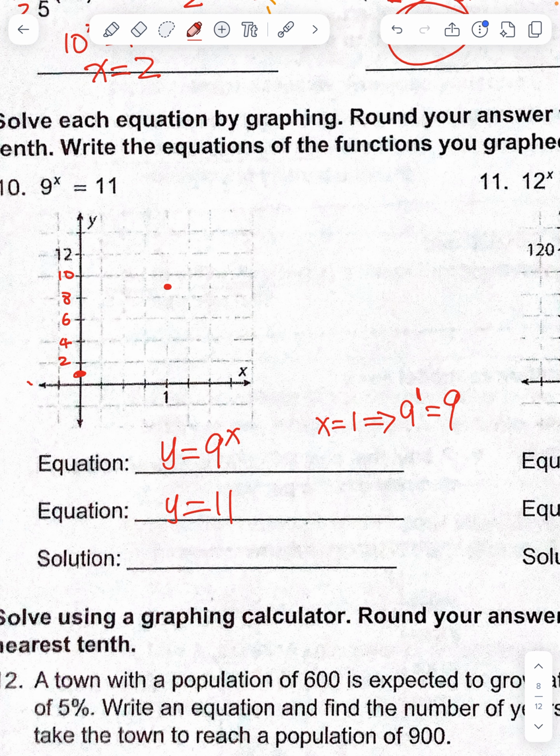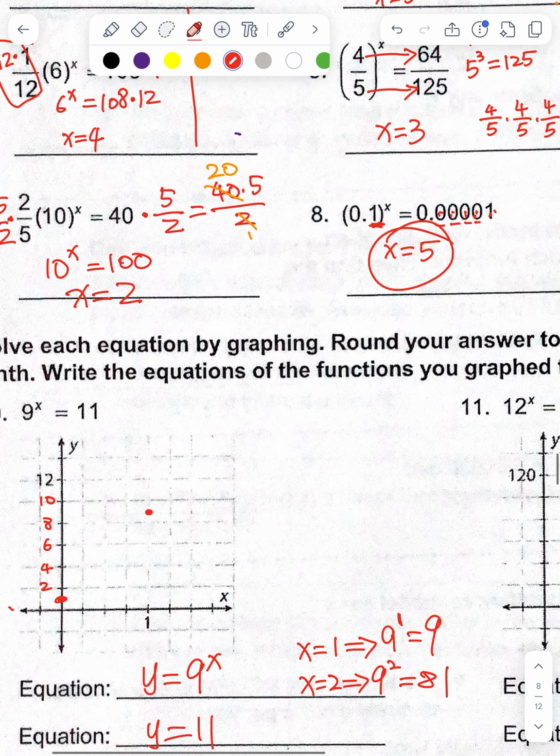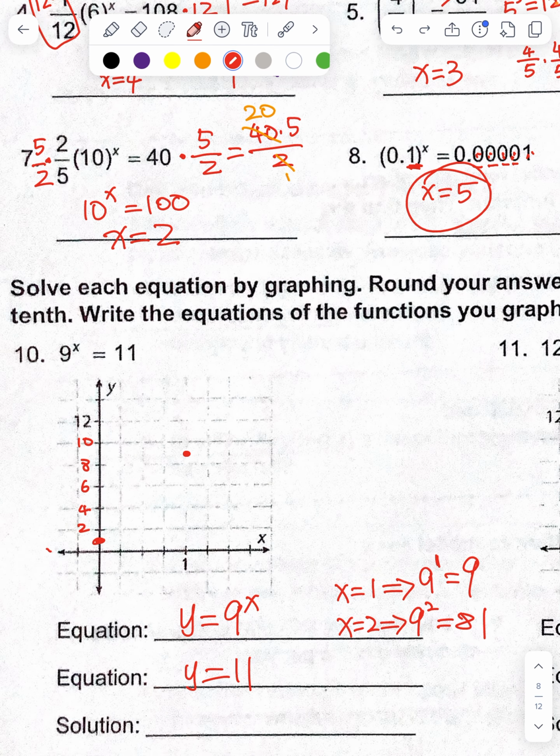The third point, when x equal to 2, 9 raised to the second power, or 9 squared. This is 81, 9 times 9. Oh, it's too high, way above. I don't even know where 81 is, because here's 12, and 81 is way above. So we don't have room, but we can graph it like this, going up like this. Yeah, this is the first equation.